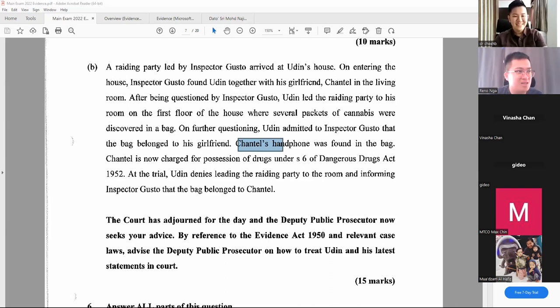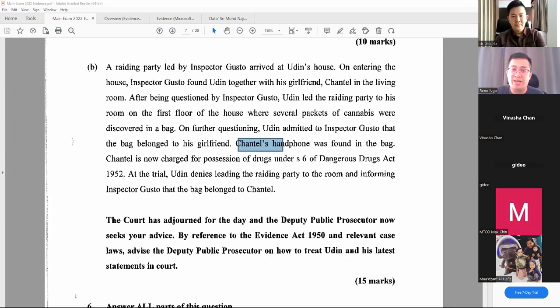Come. You tell me it's impeachment already, then you should be able to tell me who is the accused in this case. Okay, so the accused here is C, which is the girlfriend. So the boyfriend is the witness. I don't know whether you guys know or not.